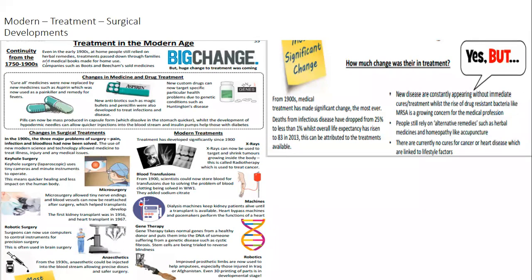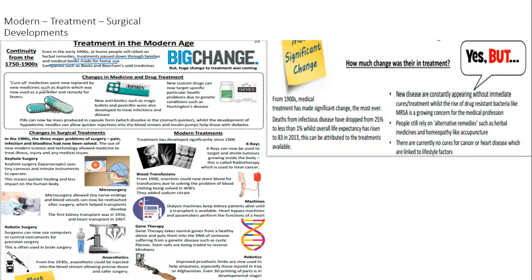So continuity from the industrial period. Even in the early 1900s, people still did take herbal remedies, treatments that were passed down through their families, and medical books made for home use. However, as time went on, companies such as Boots and Beecham's started to sell medicines which then could be used.